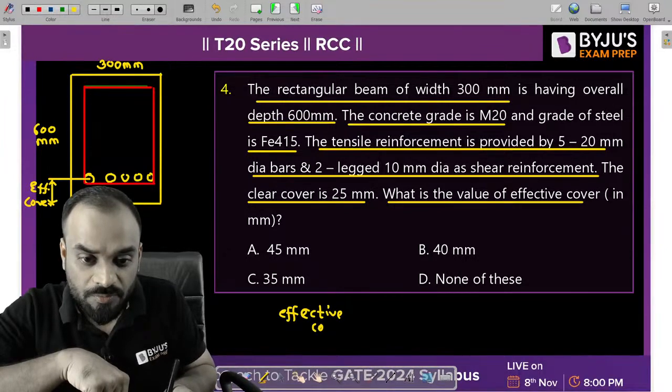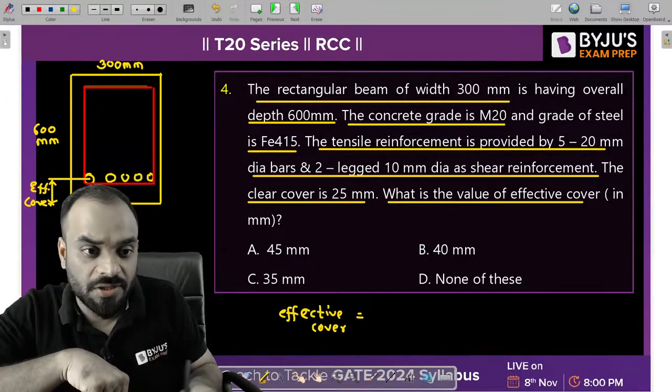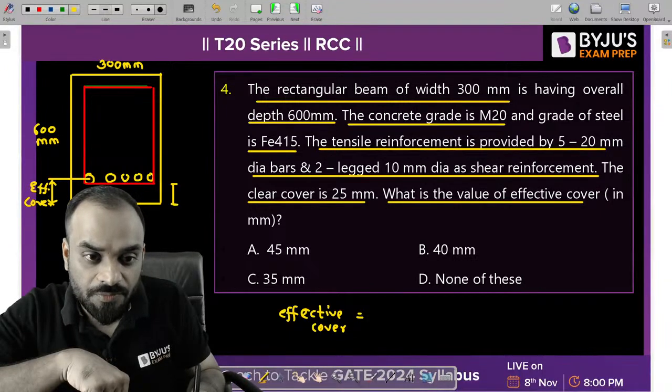Effective cover is equal to what? Clear cover. So what is the value of clear cover? This value is already mentioned, 25 mm.